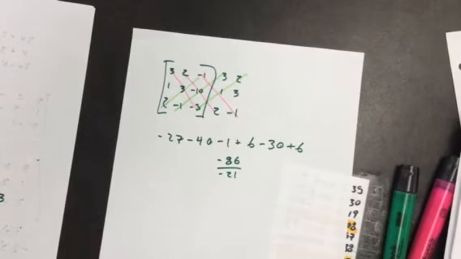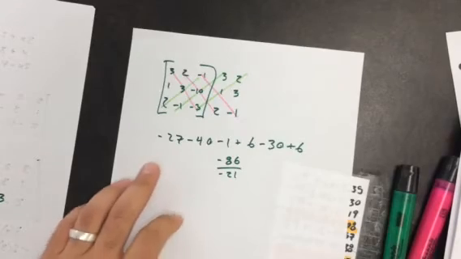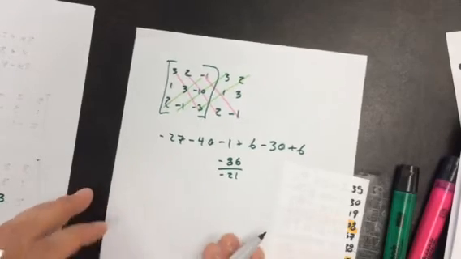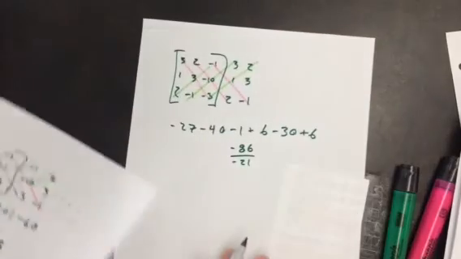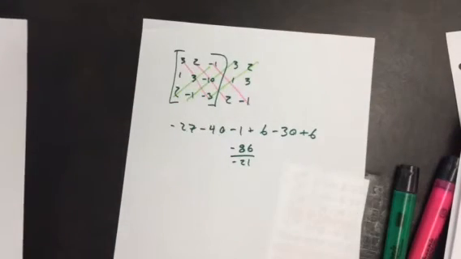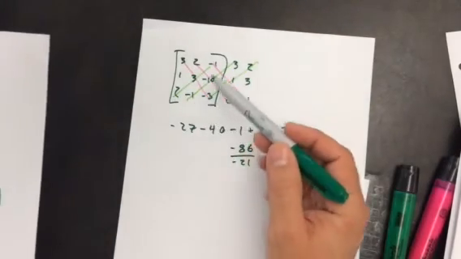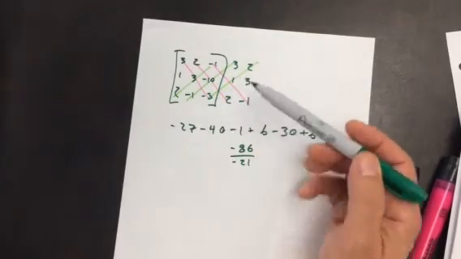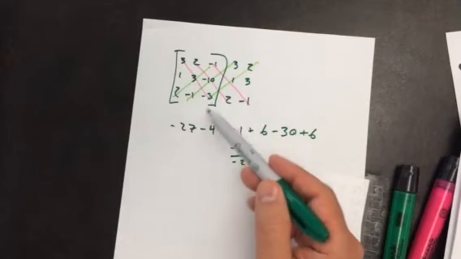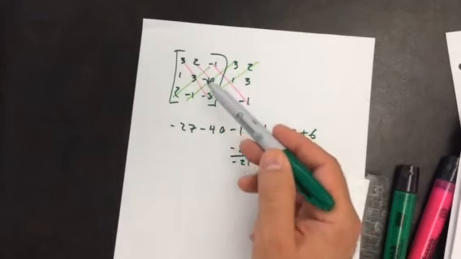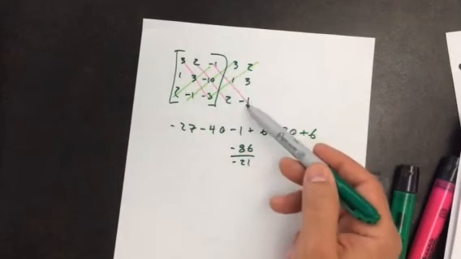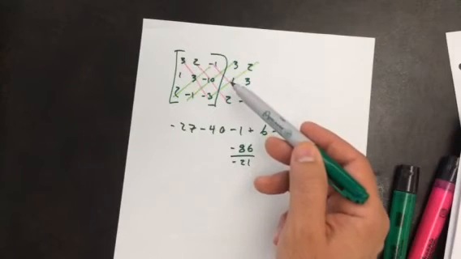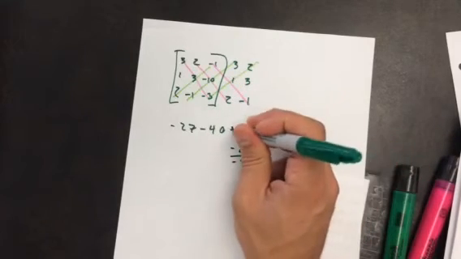-27, -40, 3, 2, 1, 3, 2, -1, 3, 3, 1. It should have been +1.